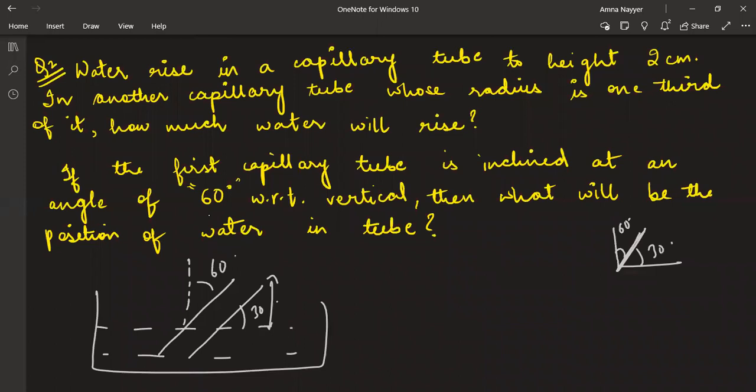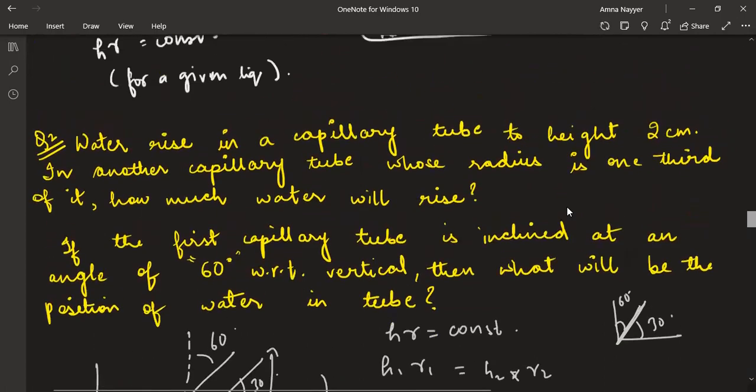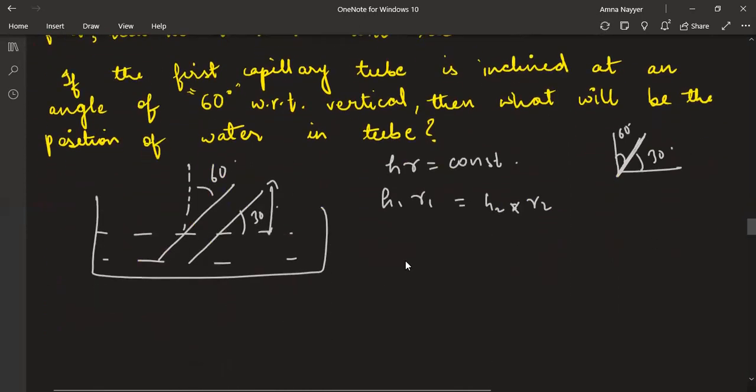And class, for the first part also, how much will water rise? Instead of writing everything, just remember, height into radius of tube will be constant. So H1 R1 is equal to H2 R2, this will be same. Now, why do we use this relation? Because see, in the first part, it is mentioning the radius is 1/3 of it.